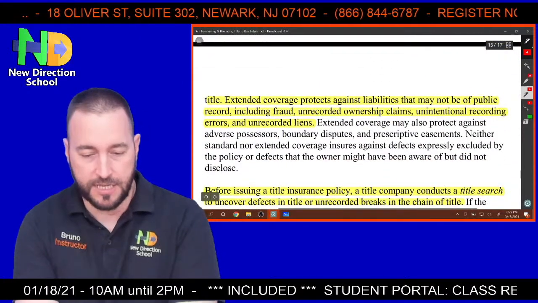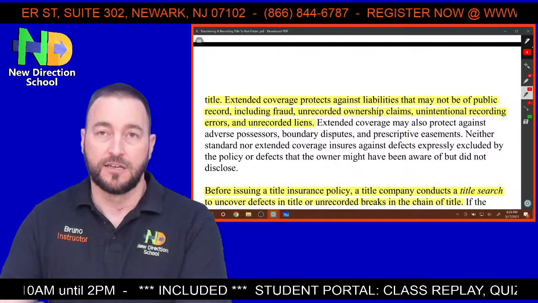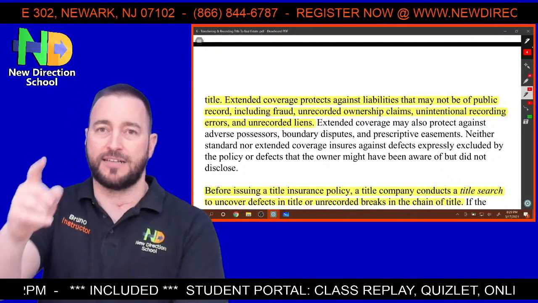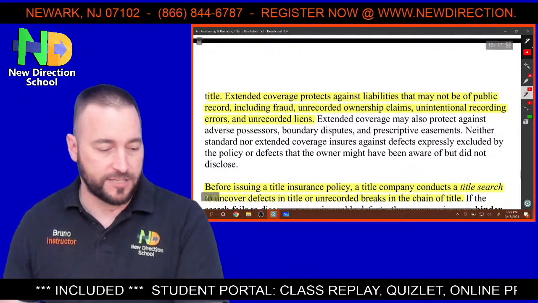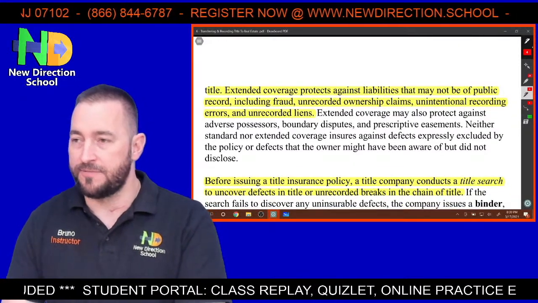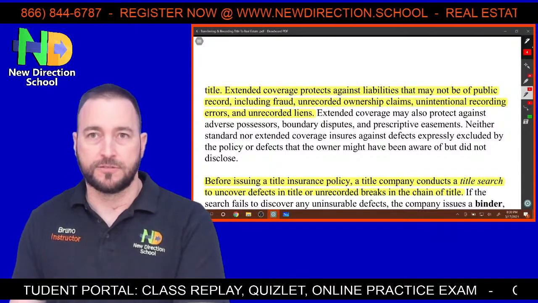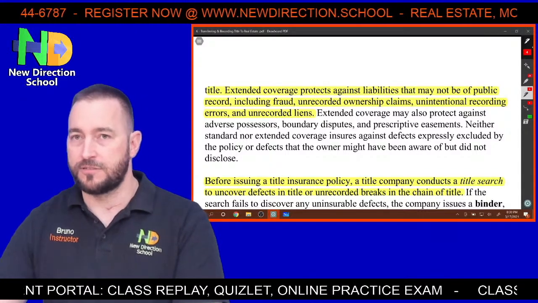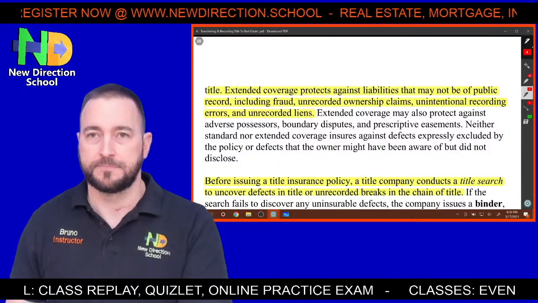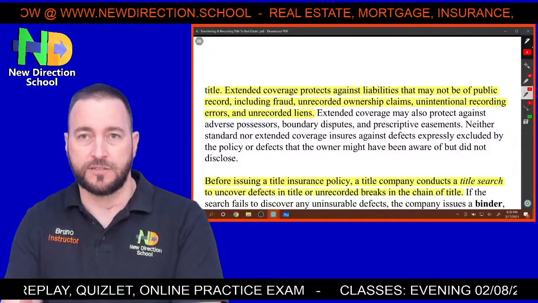Extended coverage protects against liabilities that may not be in public records, something that we cannot find, including, again, fraud and unrecorded ownership claims, somebody later on showing up and saying, hey, that's my property, unintentional recording errors, or unrecorded liens. So if the bank says, wait a minute, we never recorded the mortgage, and now the property's already with somebody else, what are we going to do? Oh, record it anyway, right? The title company will now insure it. They will fight for you.